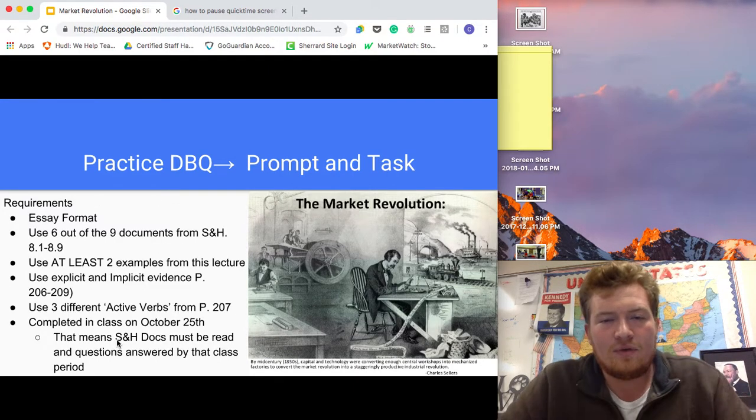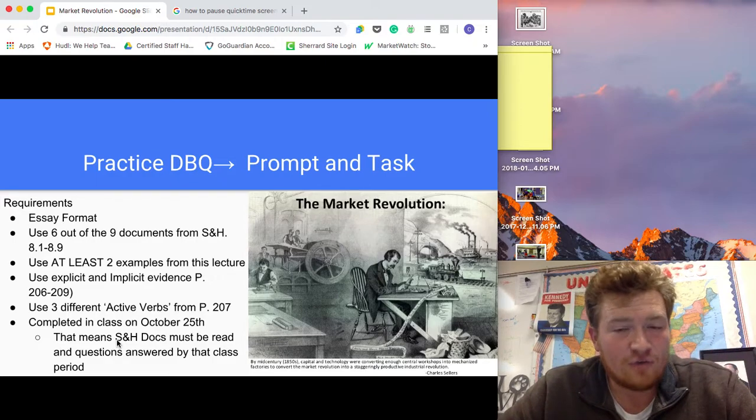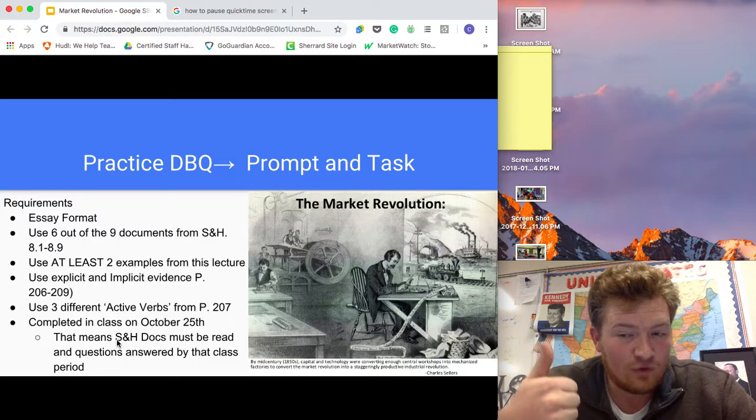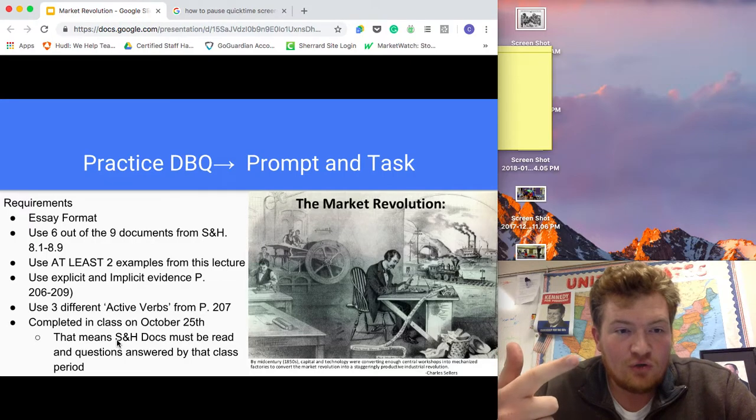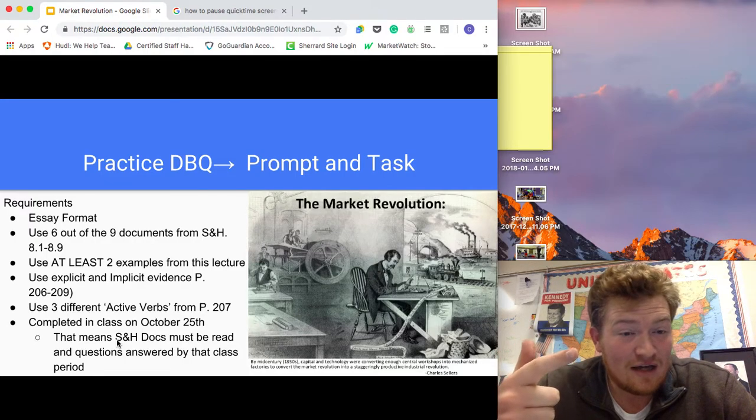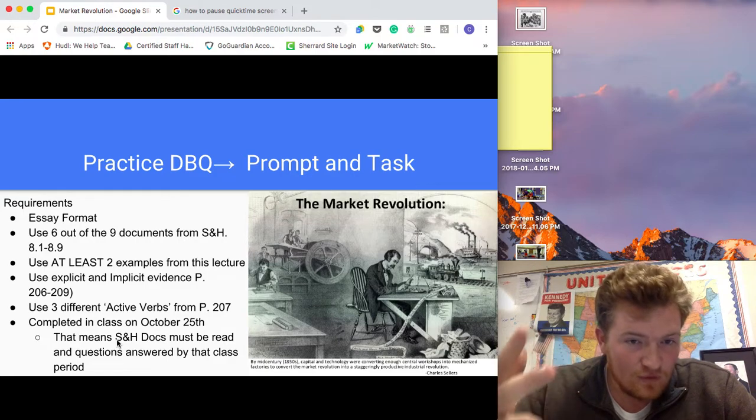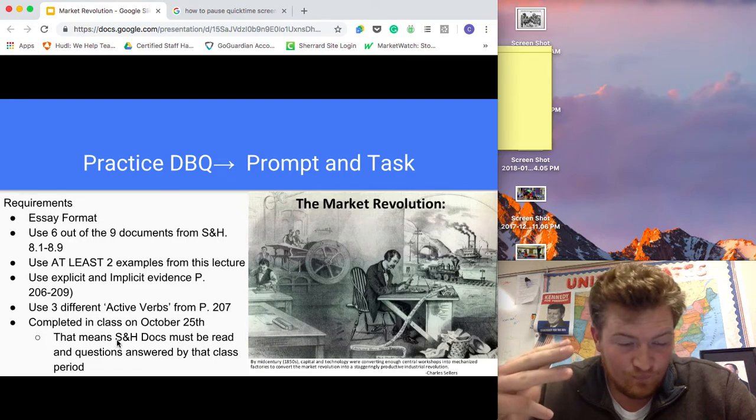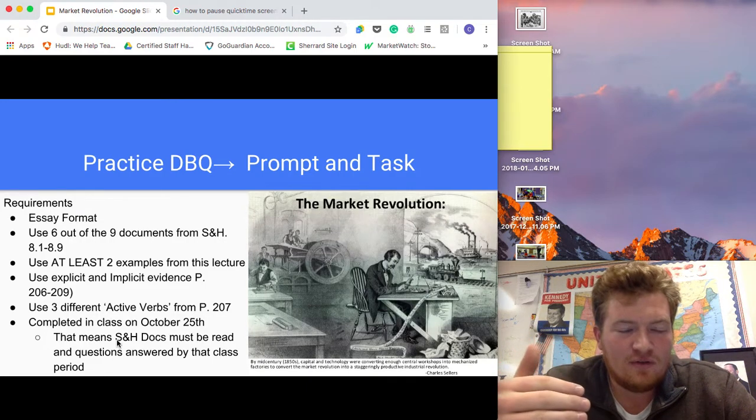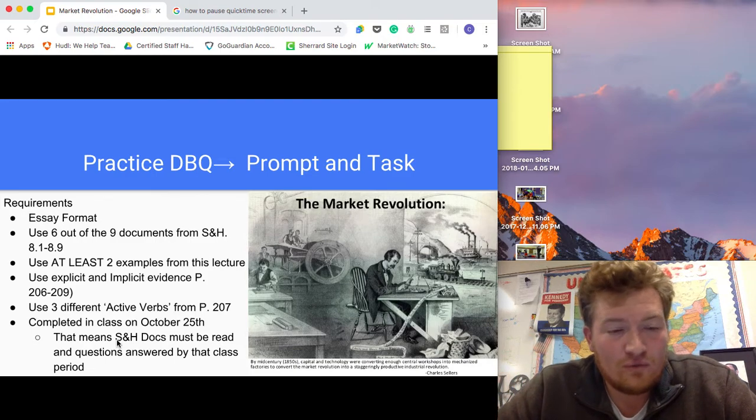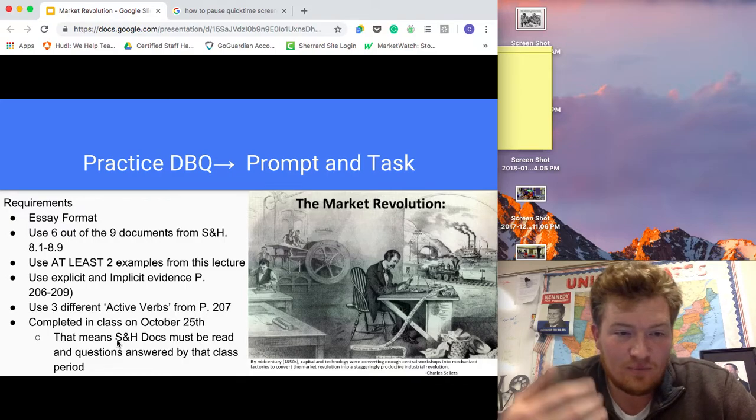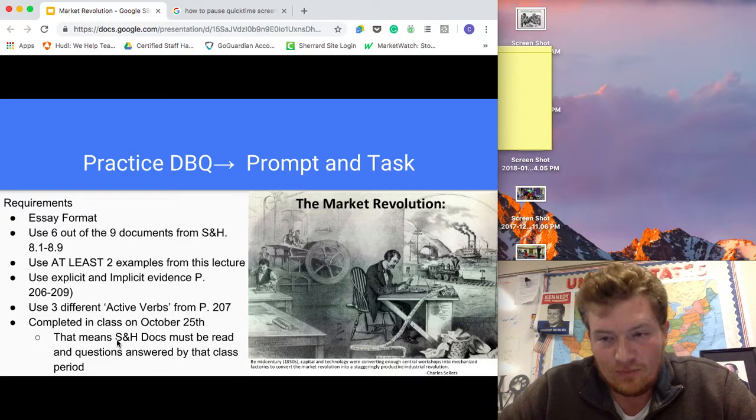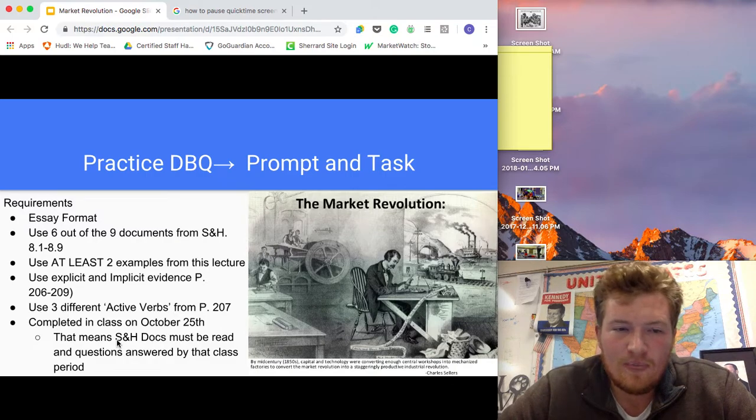Besides just answering the prompt, Mr. Welch and I have a couple tasks for you that you also have to accomplish while writing your essay in class on Thursday. Number one, it has to be an essay format. We're going to go over that in class on Wednesday. Number two, you have to use six out of the nine Stacy and Heller documents I've listed right here on the slides. Number three, you have to use at least two examples from this lecture. Number four, you have to use explicit and implicit evidence. This comes from pages 206 through 209 in Stacy and Heller. We're going to go over those components in class on Wednesday. As well as number five, you have active verbs, which we're going to work on in class as well.